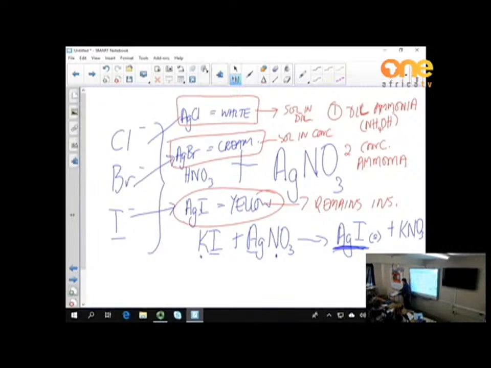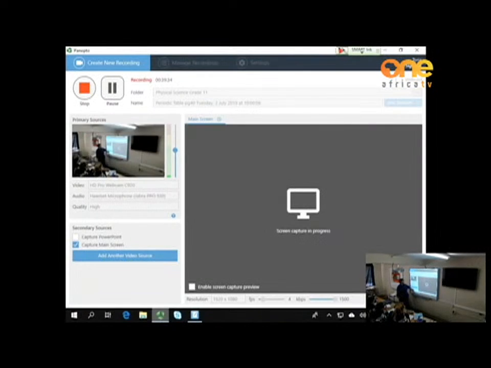Then they say with dilute ammonia, the precipitate, the chloride, dissolves. The other two remain insoluble. So how do we distinguish them? We use concentrated ammonia, and we will find that the bromide will become soluble and the iodide will remain insoluble. Okay, that's it.